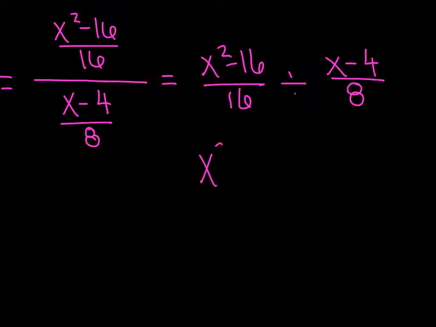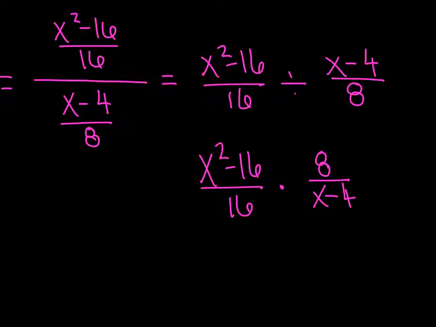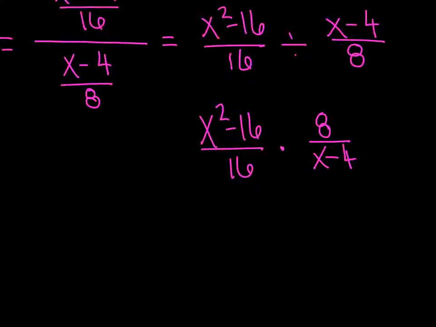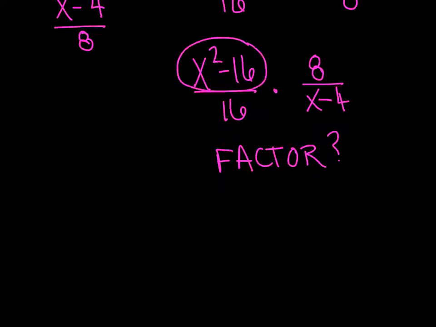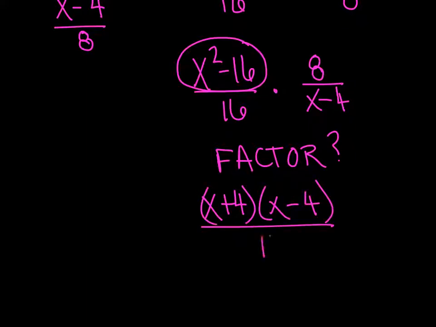I'm going to do keep, change, flip. Change that. I got the 8 on top, x minus 4 on the bottom. Now, as I try to reduce this one, this is the first time where I need to worry about this: I want to make sure everything's factored. So ask yourself this question, is everything factored? And you'll notice that the x squared minus 16 is not factored as much as it could be. So I'm going to do a difference of 2 perfect squares. The denominator there is still 16. Second fraction still has an 8 over an x minus 4.